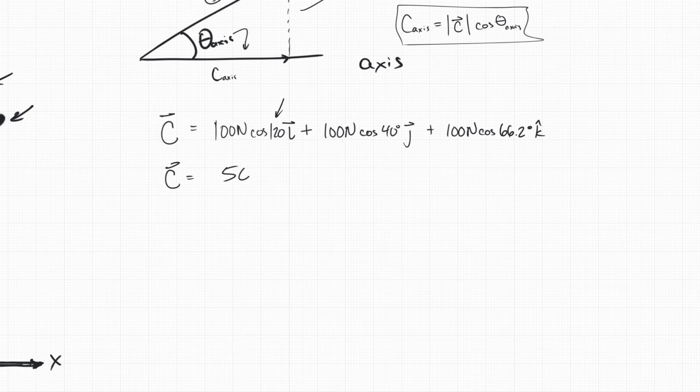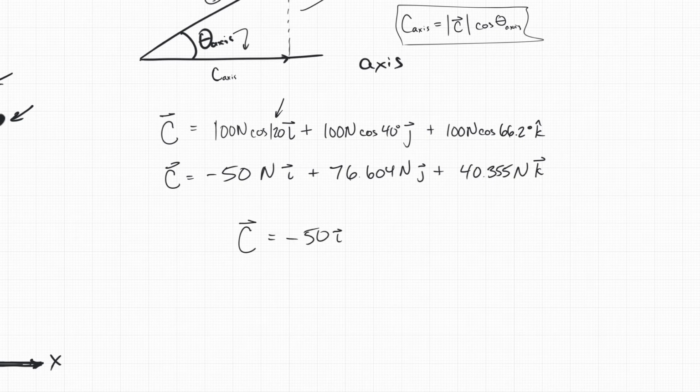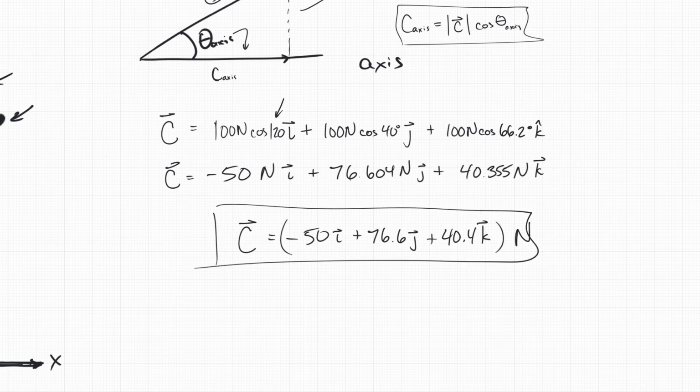In fact, that's 50 newtons in the i, plus, I'll have to use a calculator for the other two. So there you go. We check our signs. We got negative, positive, and positive, so everything looks good. This is the one we're going to work with. The one that we're going to report, though, we're going to round to 3. So negative 50 in the i, plus 76.6 in the j, plus 40.4 in the k. And we always want to make sure that we have units, so newtons. So there you go. That's the one we report. We're going to work with this one.